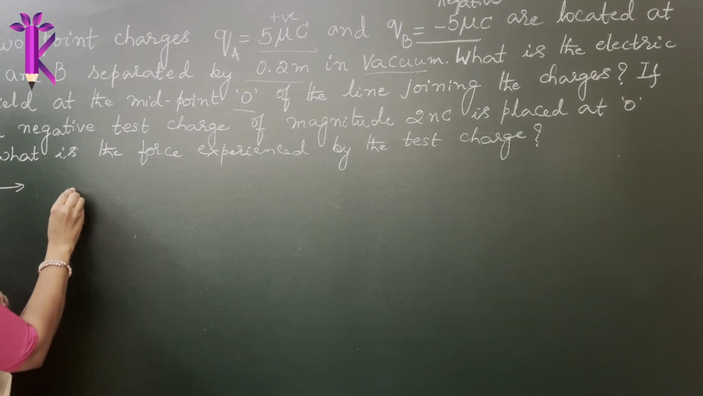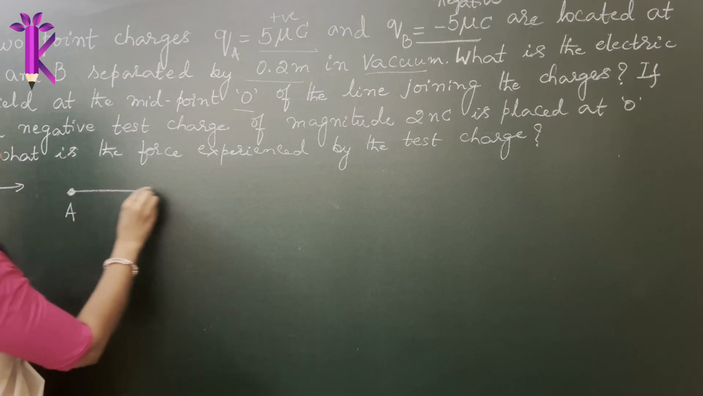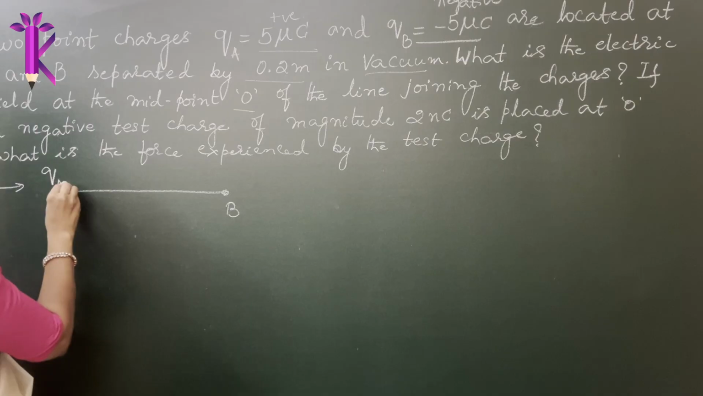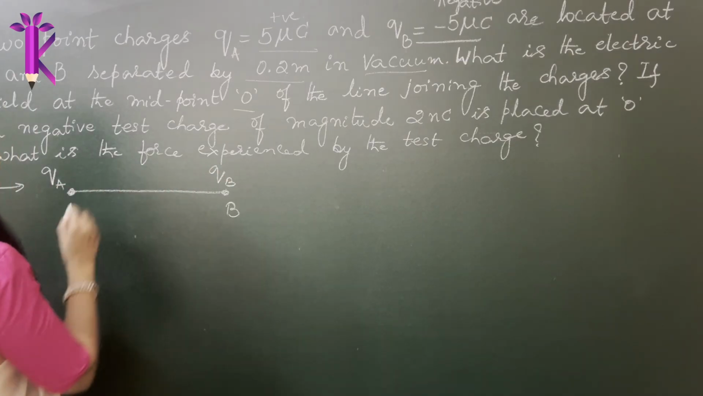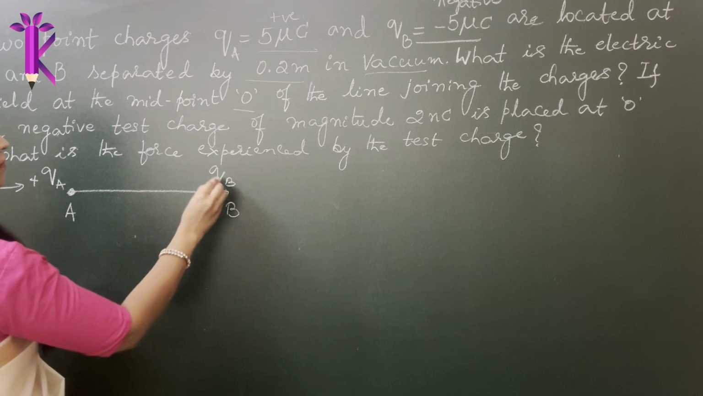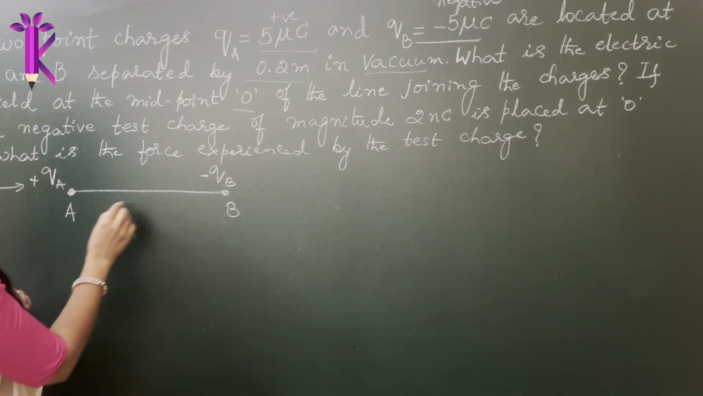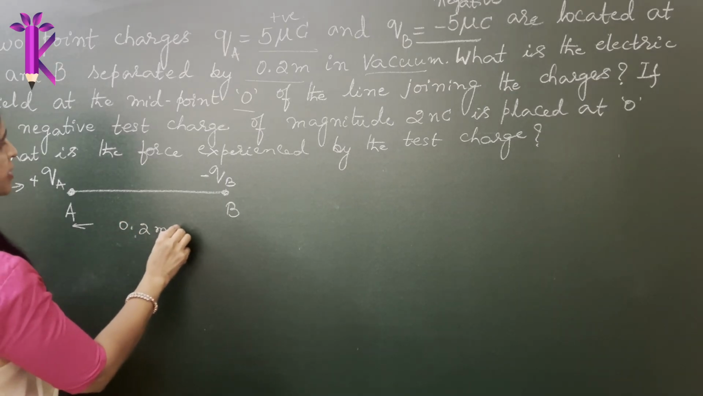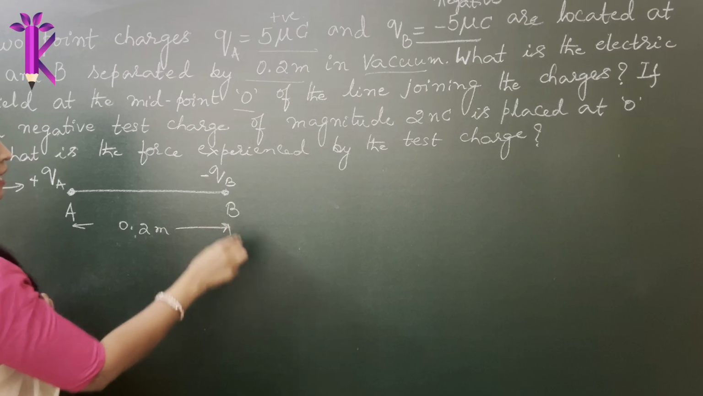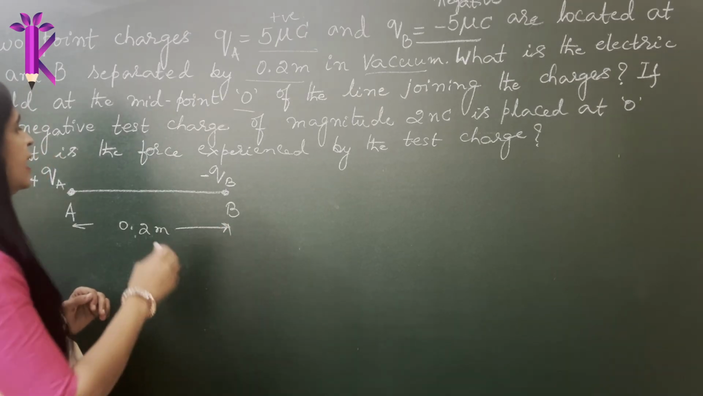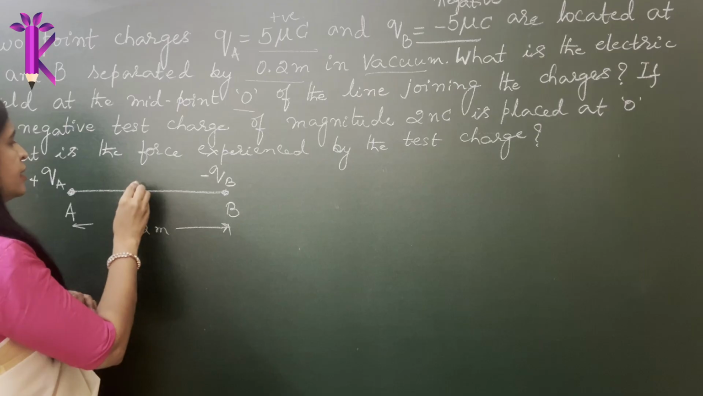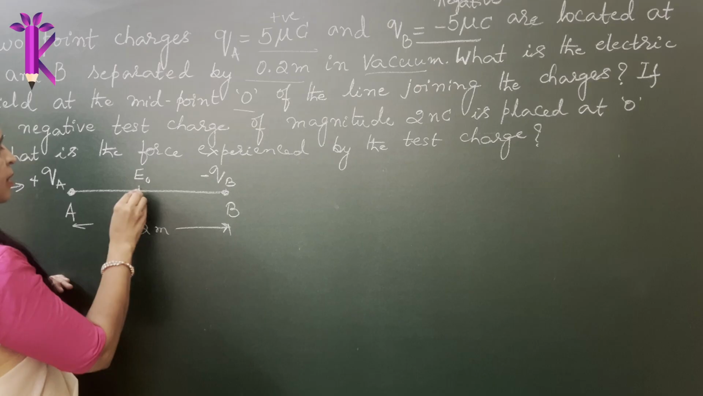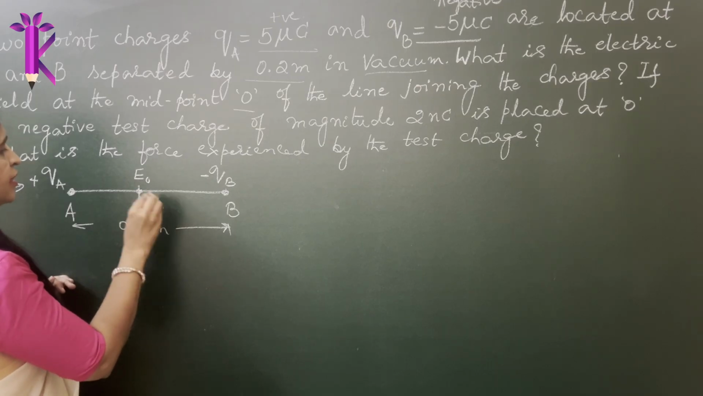Okay, so let's write what is given. There are two charges at points A and B. So let's call this point A and this point B. QA and QB are given. This is plus QA, whereas this is minus QB. They are separated by a distance of 0.2 meter, which is the distance of separation between the two charges, R, and you are supposed to figure out the electric field at the midpoint O. Which means you are placing a unit positive test charge here. You can call that Q naught.